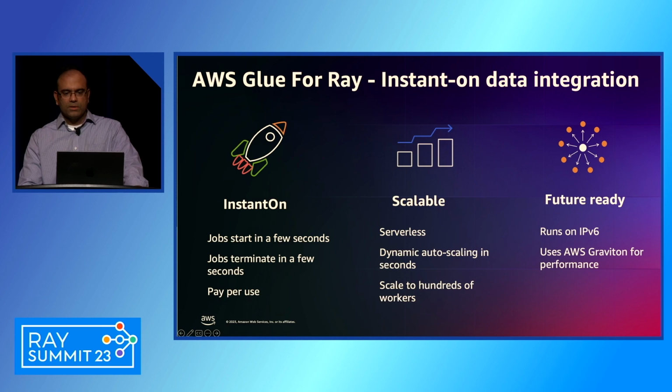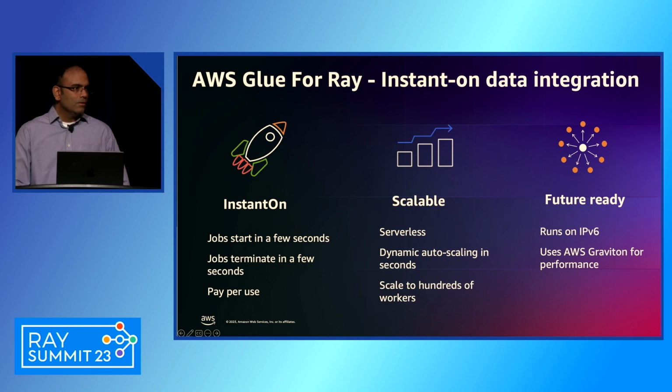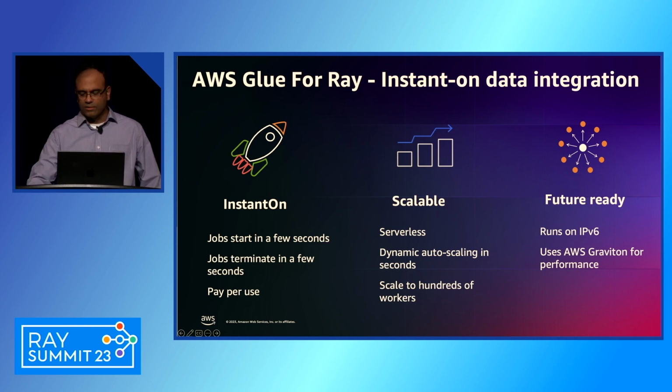And to be future-ready, we launched this on AWS Graviton instances, which are ARM-based and offer a better price-performance impact. We also wanted this to be future-proof, so we use IPv6 in the data plane, which allows for better scaling with IP addresses. So I'll hand it over to Japson now, who will be going through some of the architectural details of the product.